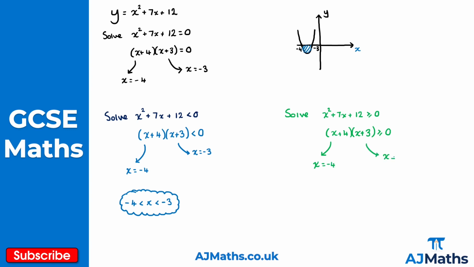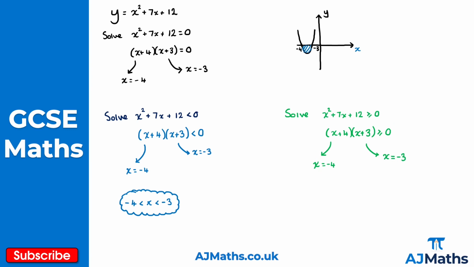And x equals minus 3. And again, what I do now is I draw a sketch of the quadratic, which we've already got here, so we don't need to worry about that. But if you didn't have it, you do need to draw a sketch. So from here now, we just need to identify the correct regions here that satisfy this quadratic inequality.